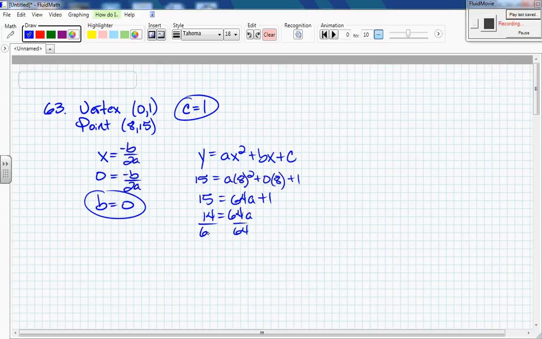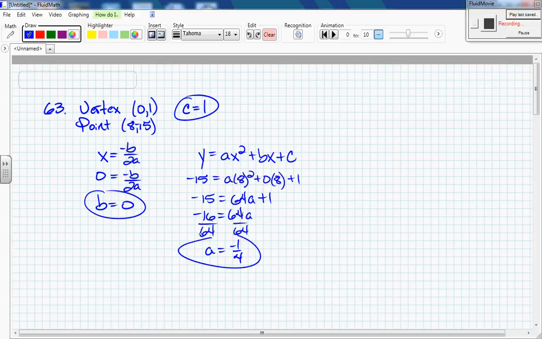When we divide by 64, yeah, that makes sense. It should be negative 15. Sorry, so this would be negative 16, and a then reduces to negative 1/4. This should have been negative right there.